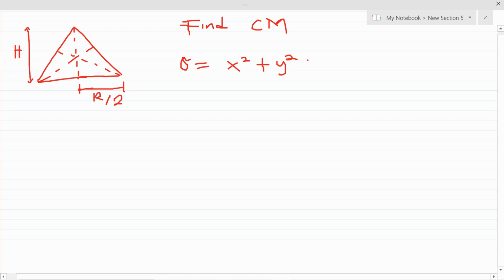Hello, welcome to this lesson on how to solve the center of mass of a triangle lamina.